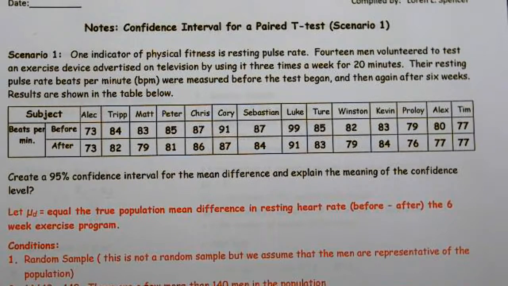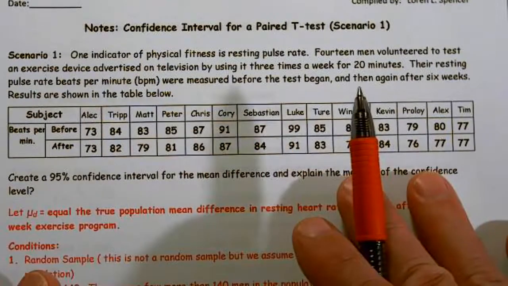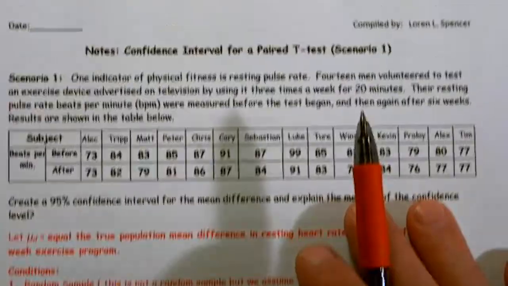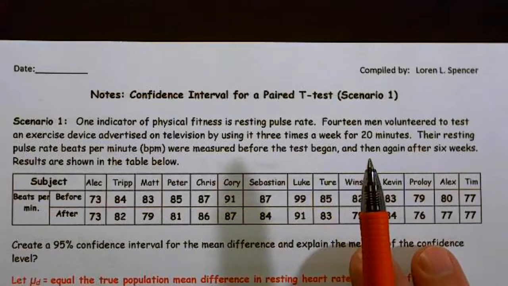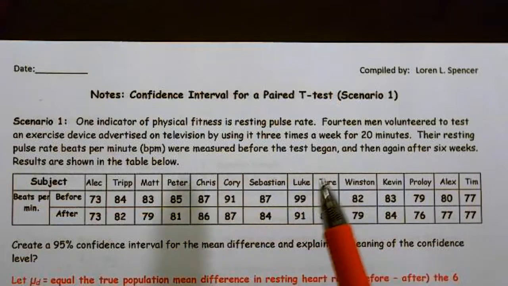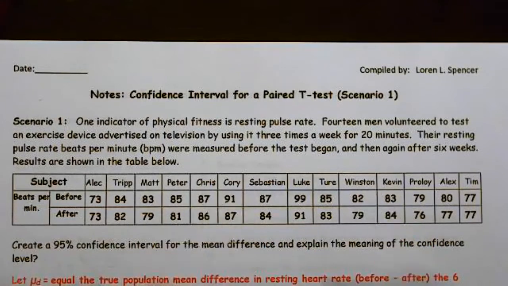Okay, so one indicator of physical fitness is resting pulse rate. 14 men volunteered to test an exercise device advertised on television by using it 3 times a week for 20 minutes each time. The resting pulse rates in beats per minute were measured before the test began and then again after 6 weeks. So basically, we tested them before they started exercising, and then after 6 weeks of exercising, we measured it again.